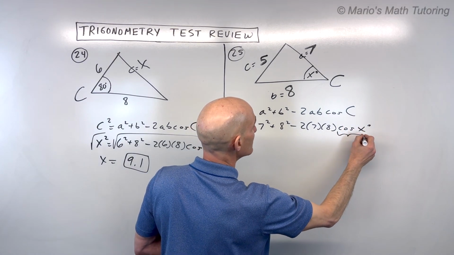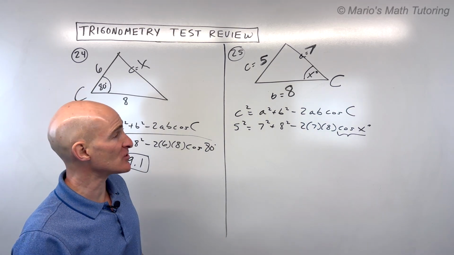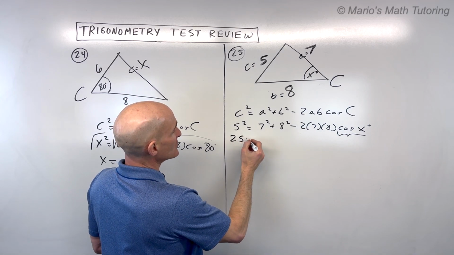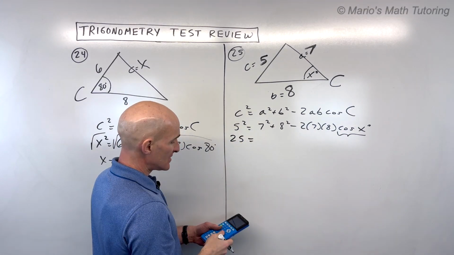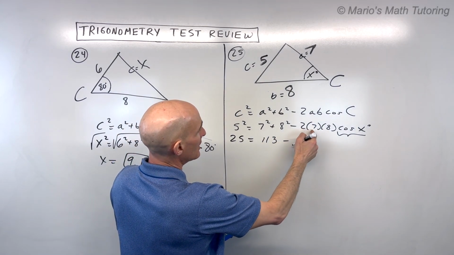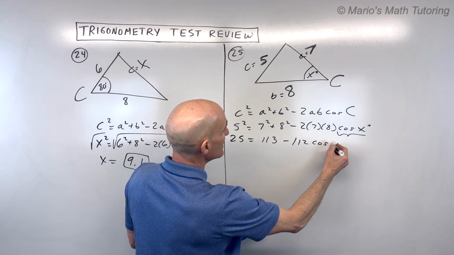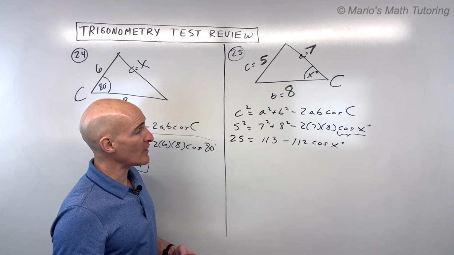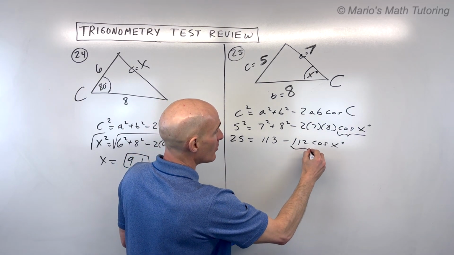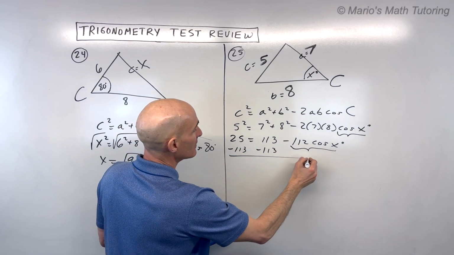So what we have to do is get this cosine x by itself on one side of the equation, and then take the cosine inverse to solve for that angle. So let's do this step by step here. 5 squared is 25. 49 plus 64 is 113. Let's see, 7 times 8 is 56, times 2 is 112. Now here's the mistake that students sometimes make, and I don't want you to make this. You don't want to combine these and say this is 1. Because see, this is all multiplied together. It's like one group. So we have to subtract the 113 from both sides.